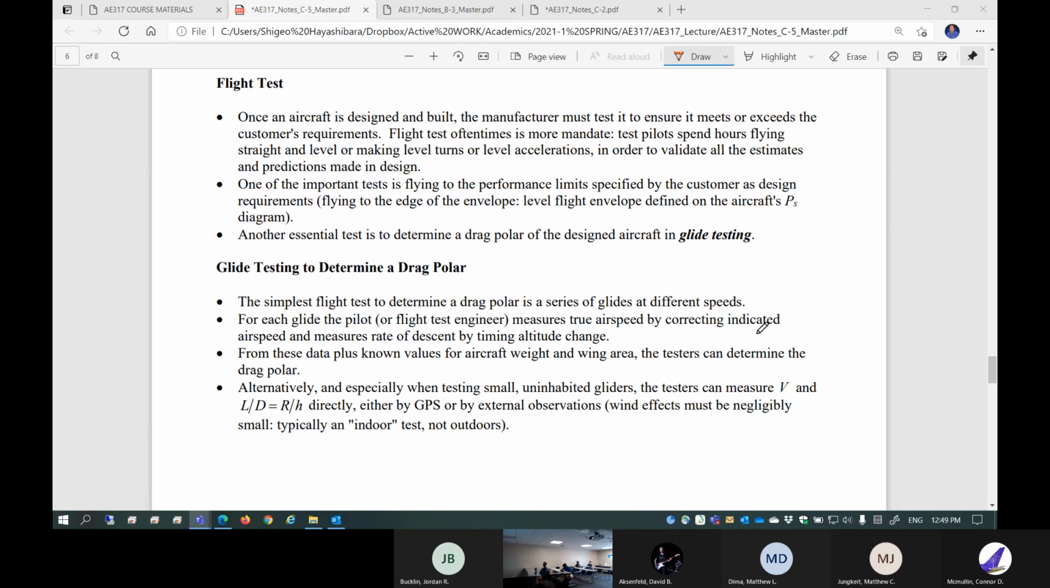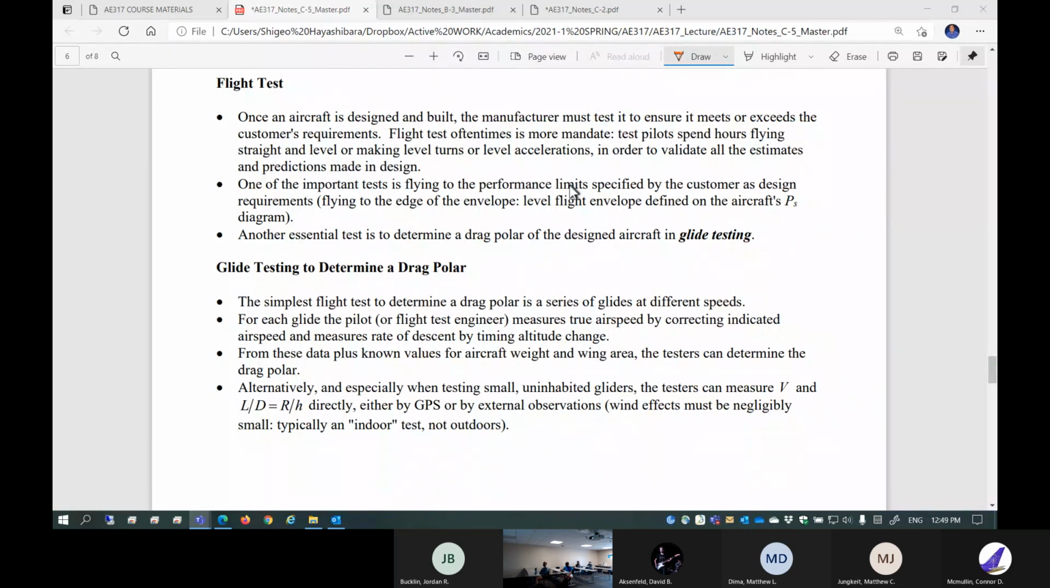So once an aircraft is designed and built, the manufacturer must test it to ensure it meets or exceeds the customer's requirements, of course. Then flight test oftentimes is more mandated. Test pilots spend hours and hours flying straight and level, or making level turns or level acceleration, in order to validate all the estimates and predictions made in design. This is a very, very boring process, I would say. It's nothing spectacular. It's just level flight day in, day out, take the data out kind of testing, okay?